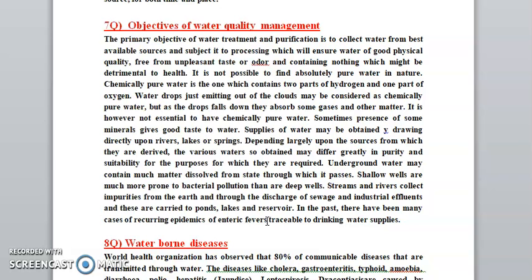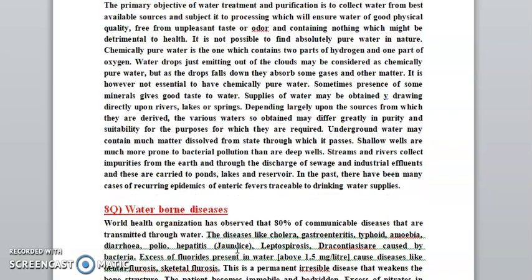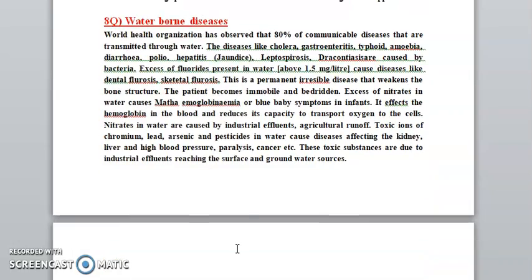Now, question number 8. Waterborne diseases. We have to explain waterborne diseases. What are waterborne diseases? You all know the water quality is not good. Waterborne diseases are very important. The World Health Organization has observed that 80% of diseases are transmitted through water.